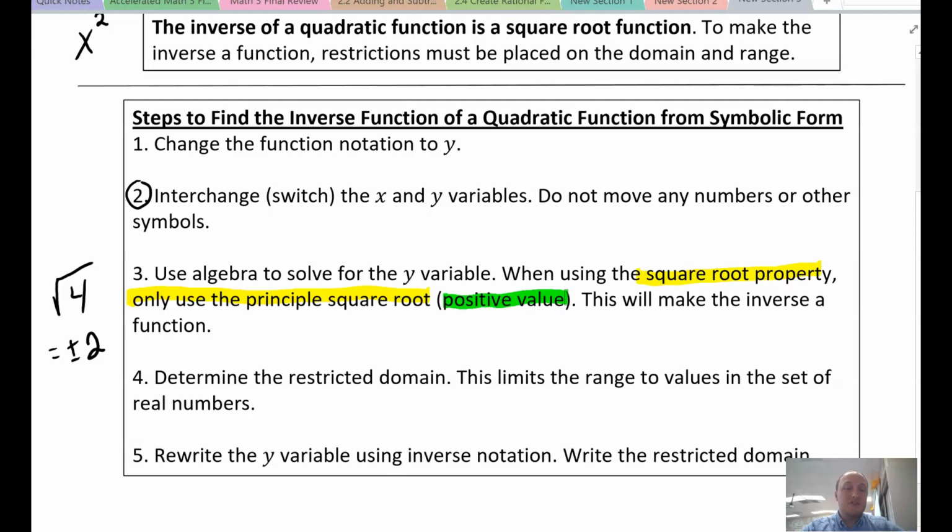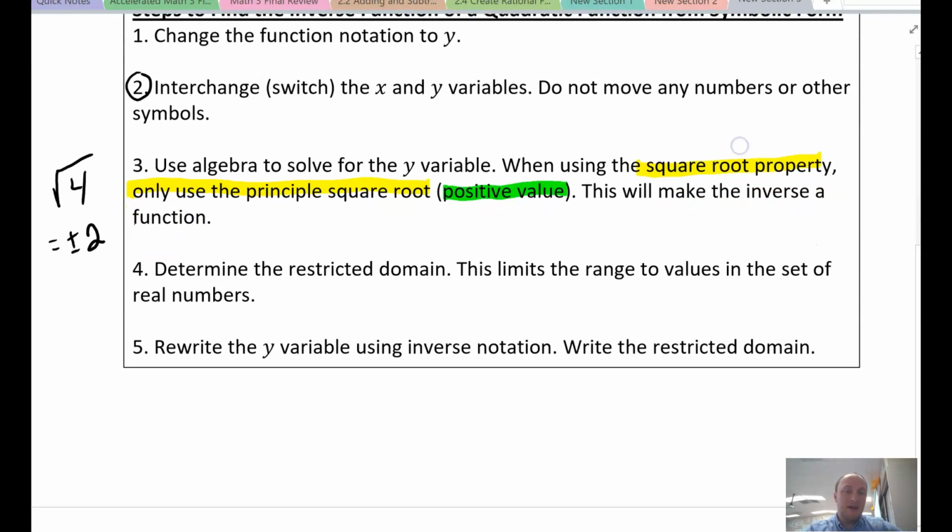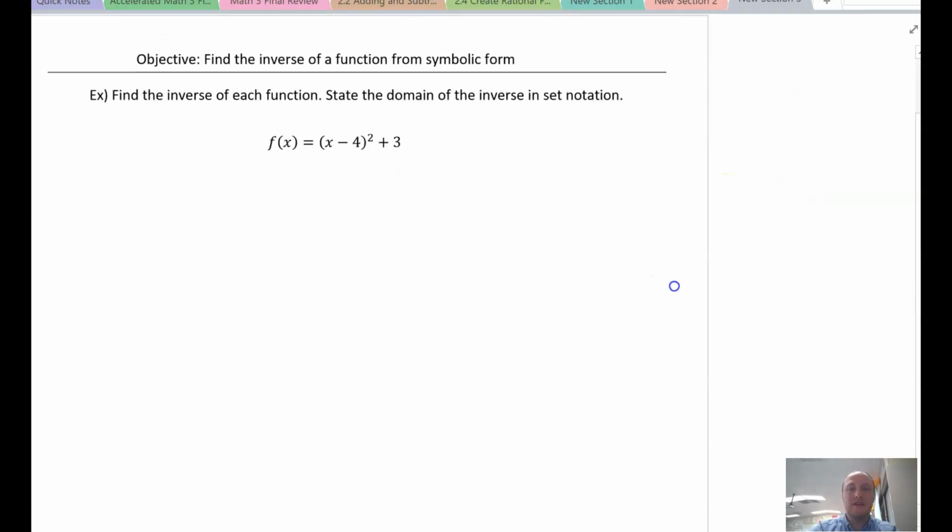After that, the fourth step is to determine the restricted domain. This limits the range values to the set of real numbers, so we'll only focus on that specific domain. And then step 5, rewrite the y variable using inverse notation, and we'll write that restricted domain. So without further ado, here is our first example.